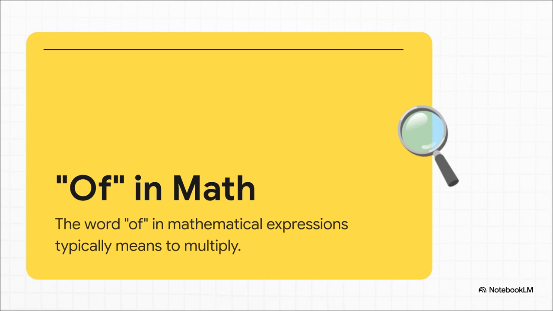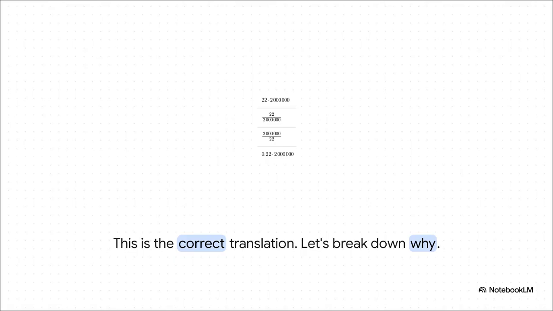Okay, here it is. The secret key that unlocks this whole problem is one tiny little word, of. Seriously, whenever you see the word of sitting between two numbers in a math problem, I want your brain to just immediately shout, multiply! That's it! That's the secret code! So this is the right answer from the multiple choice options.